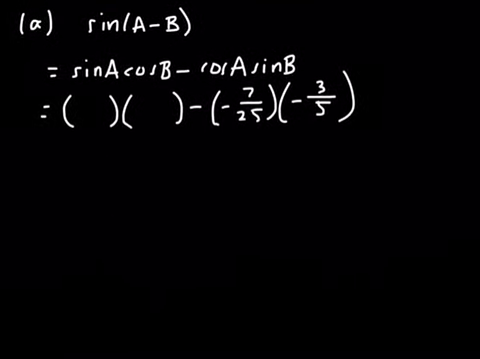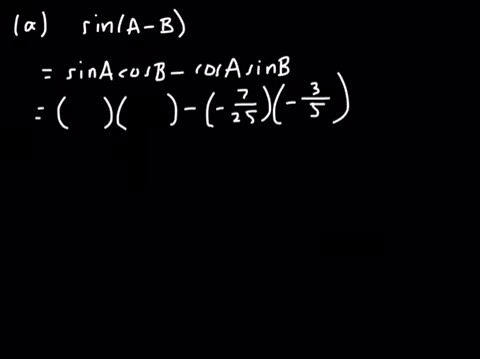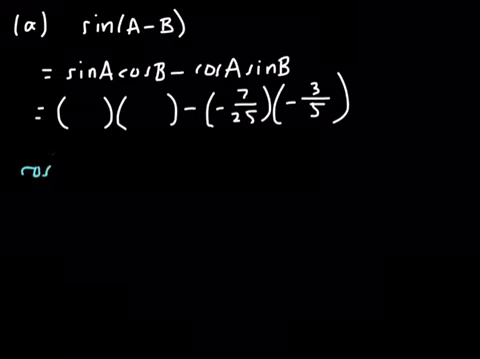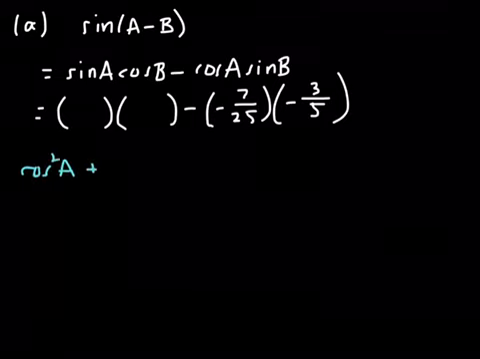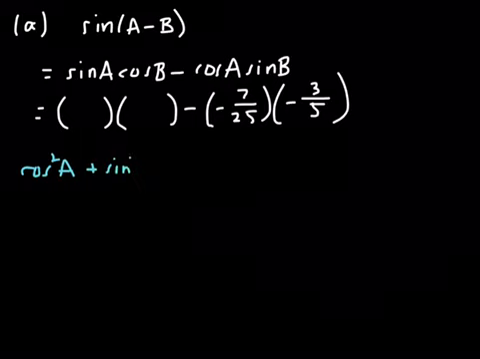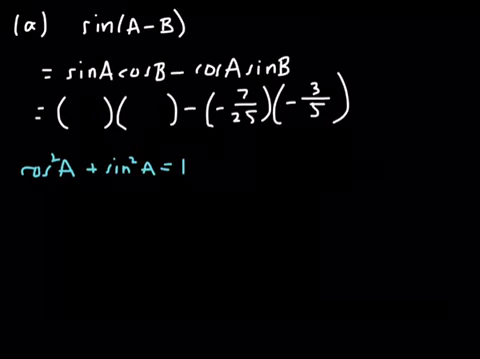All right, very good. So this is what we need to find. We need to find sine of A. Okay, so remember this, that cosine squared of A plus sine squared of A is equal to 1. This is the Pythagorean identity.